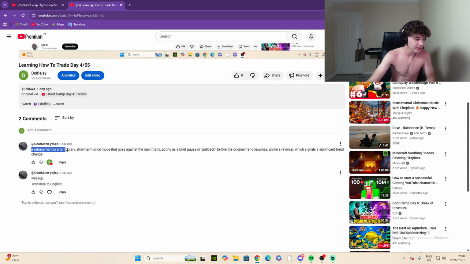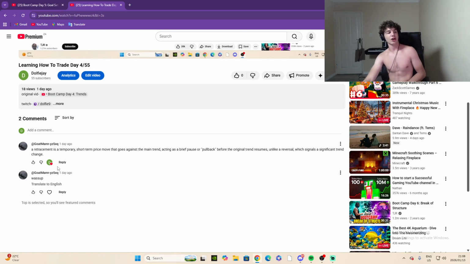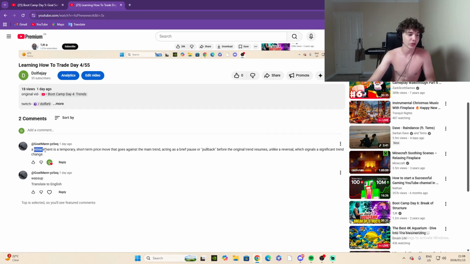A retracement is a temporary short-term price move that goes against the main trend, acting as a brief pause or pullback before the original trend resumes, unlike a reversal, which signals a significant trend change. Temporary short-term price move that goes against the main trend. Okay. So, how do you spot a retracement? And how do you spot a reversal?